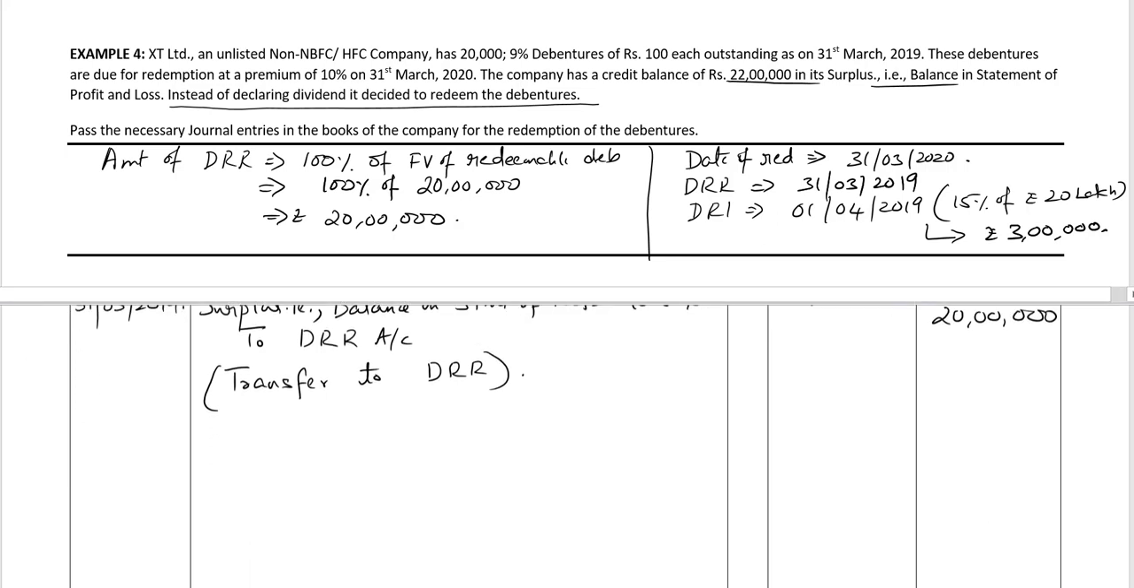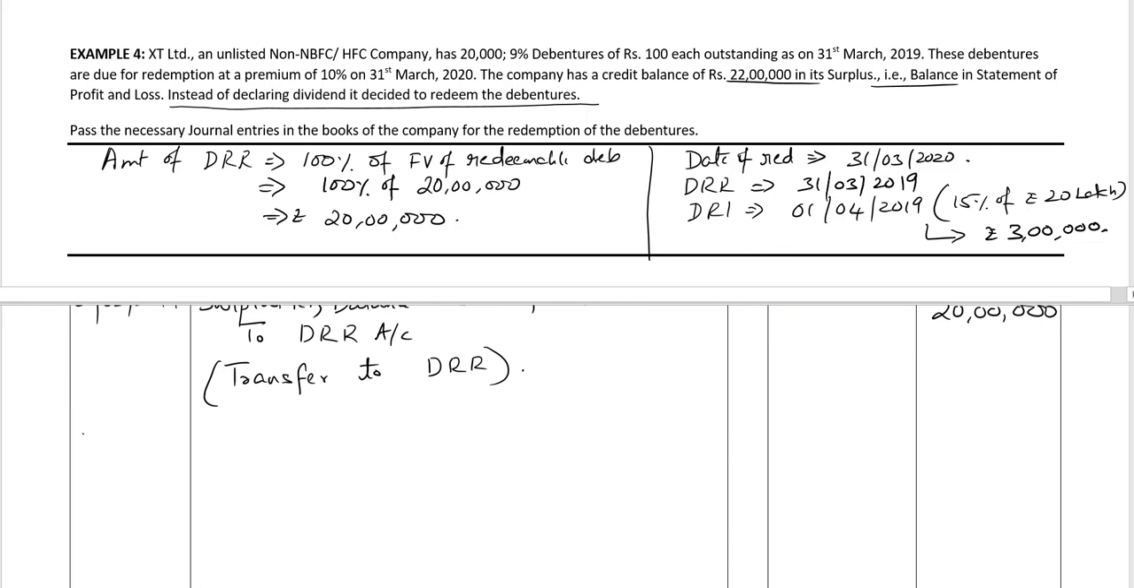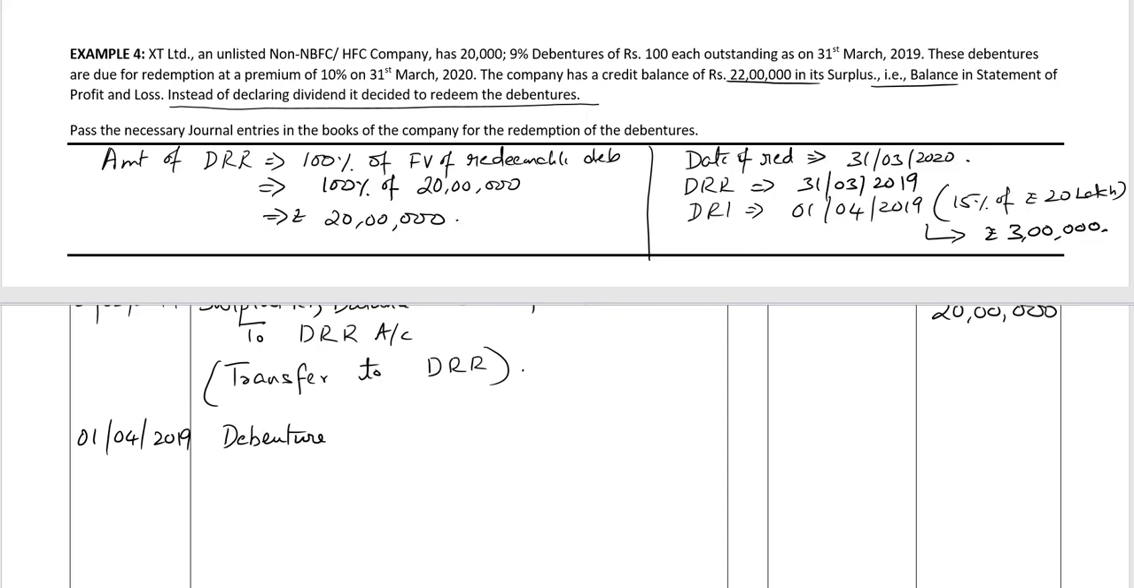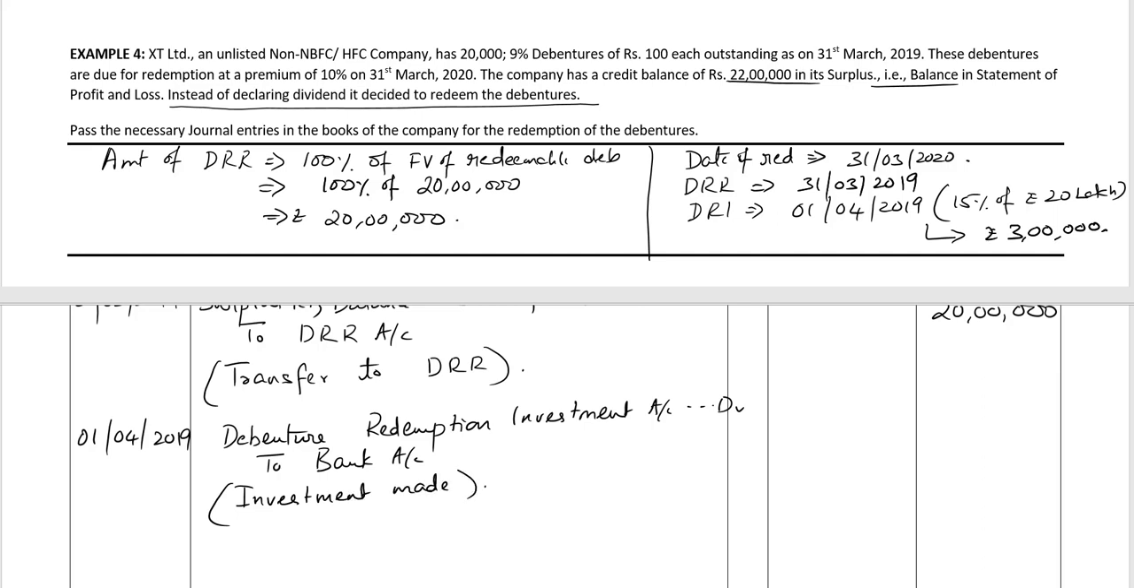The next entry, we will make the debenture redemption investment. Date 1st April 2019. Debenture redemption investment account debit, to bank account for the investment made. Amount of the investment rupees 3 lakh.